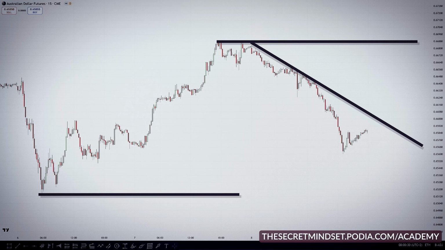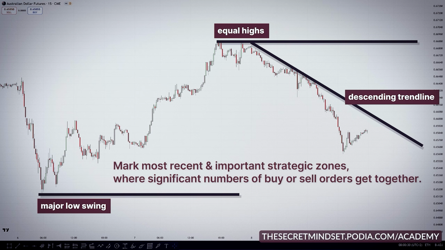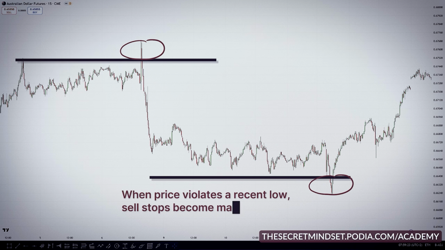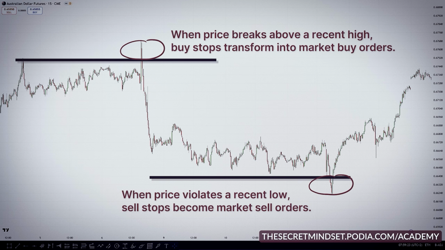Liquidity pools are not random. They're strategic zones where significant numbers of buy or sell orders get together. These pools exist across different timeframes. In your technical analysis, you must find and analyze these pools to identify potential trade opportunities. Validation of these liquidity zones happens through specific price movements. When price violates a recent low, sell stops become market sell orders. When price breaks above a recent high, buy stops transform into market buy orders. This mechanism injects liquidity and often accompanies smart money positioning.